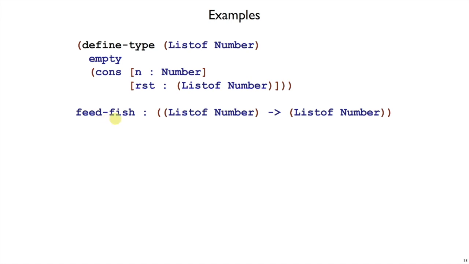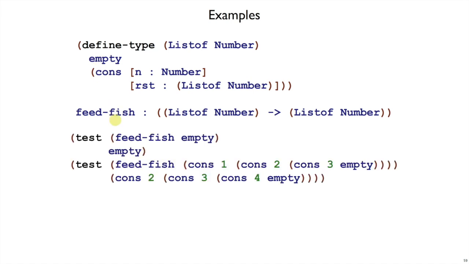So it's going to be open paren test, open paren feed fish, and then we have to write down a list of numbers. How do we do that? Well, according to our definition up here, we either write empty or we write cons. And so I end up with examples that look like this. Feed fish on an empty aquarium. If you feed an empty aquarium, you don't suddenly get fish out, so it'll still be an empty aquarium.